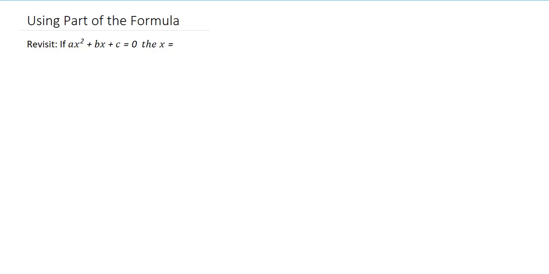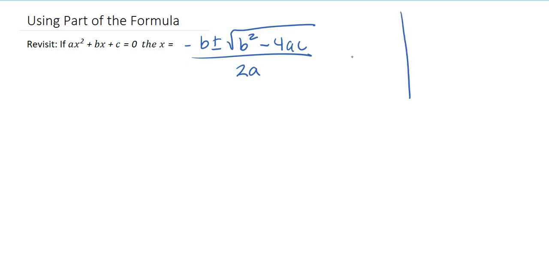Using part of the formula. So let's go back and revisit the formula that we learned in the last video. So you have ax squared plus bx plus c equals 0. Well, we're going to find what x is, right? So x is equal to negative b plus or minus, as we're going to get two values, the square root of b squared minus 4ac, all over 2a.